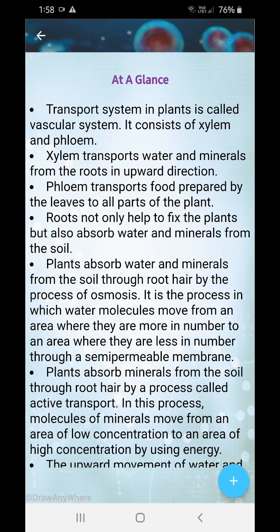Next, roots not only help to fix the plant but also absorb water and minerals from the soil. So what is the work of the root? There are two main works of the root. First, to fix the plant to the soil. This you mark as number 2. And to absorb the water and minerals from the soil. Why number 2? Because the most important function is to absorb water and minerals from the soil. After that comes to fix the plant.